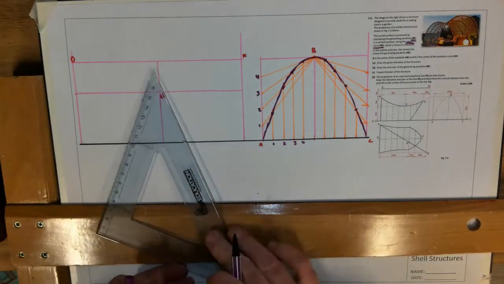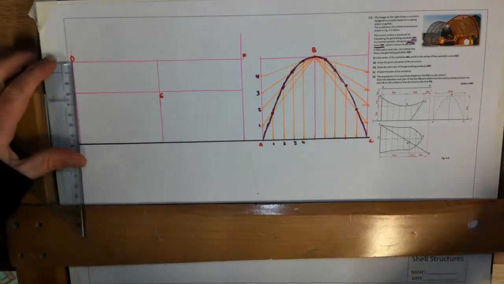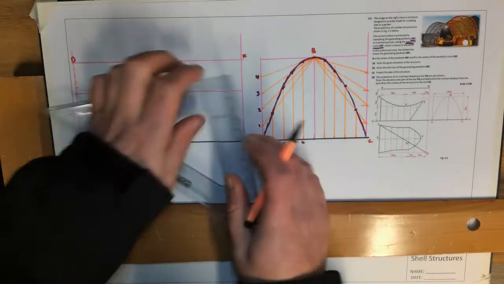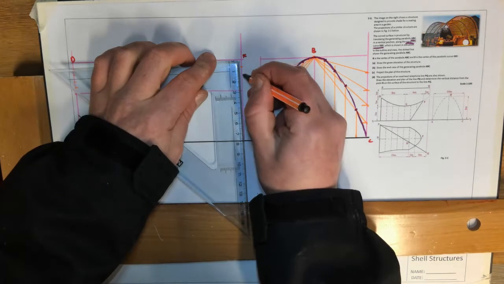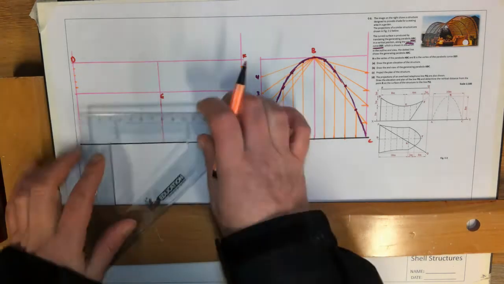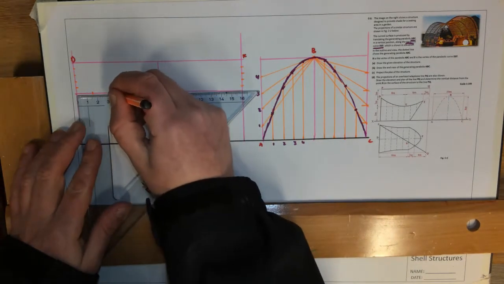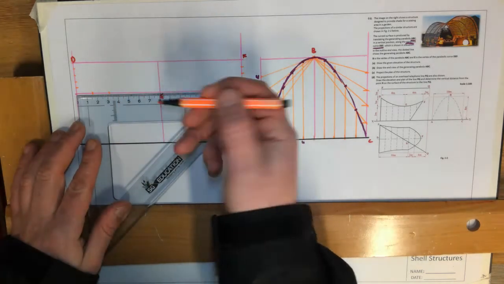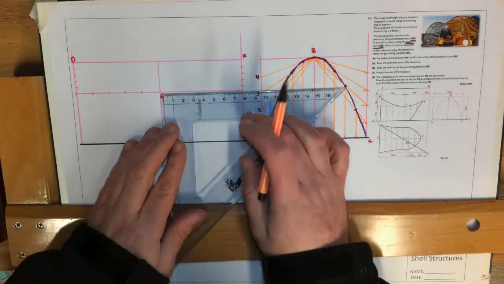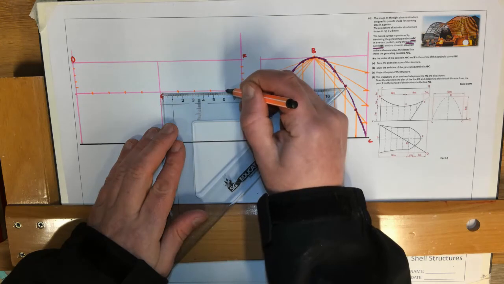So again, 30, we need to divide that by 5. Go back to get my orange. So that's 6. So I have 6, 12, 18 and 24. Same on the other side. And then we have a length of 80 millimeters. So 80 divided by 5 is 16. So 16, 32, 48, and 64.